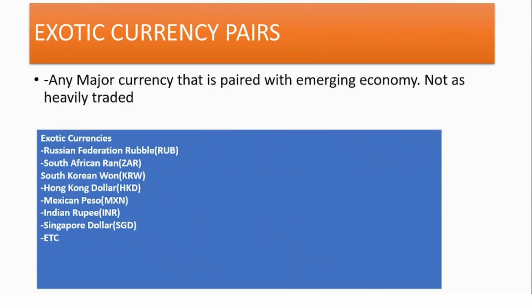And lastly, you have the exotic currency pairs. These pairs involve one major currency and one currency from a smaller or developing country. For example, we have the US dollar versus Turkish lira. We have the US dollar versus South African rand. These are less liquid, more volatile, and have higher spreads.